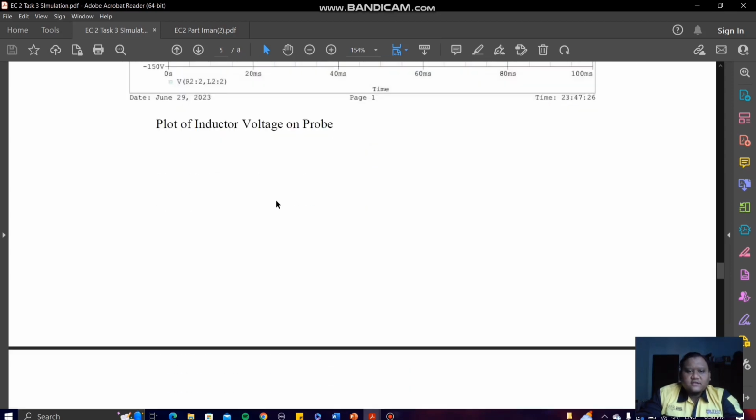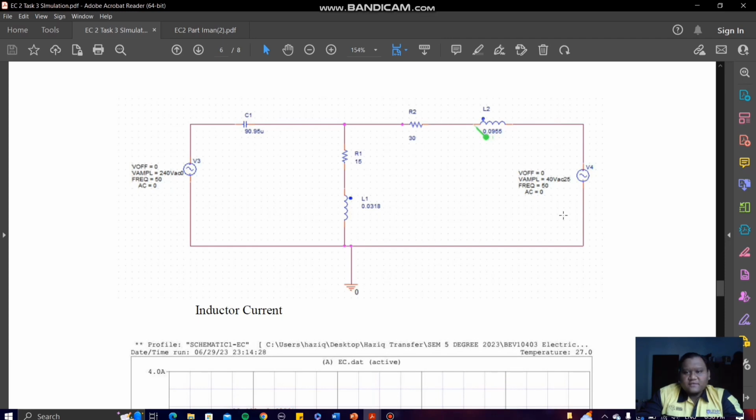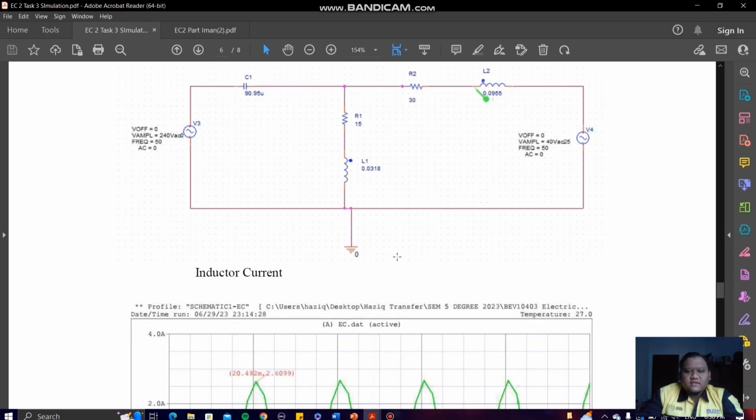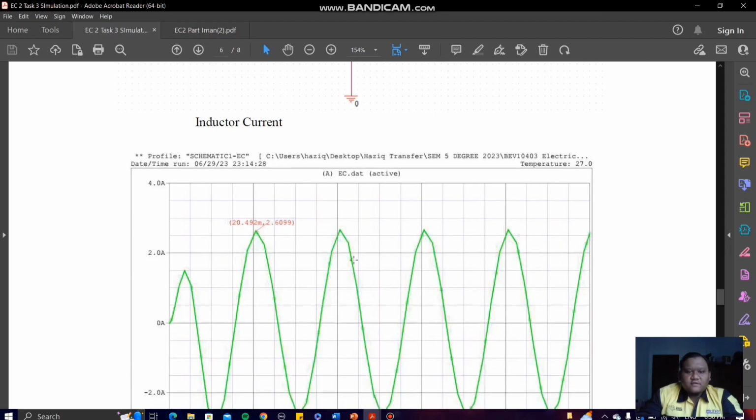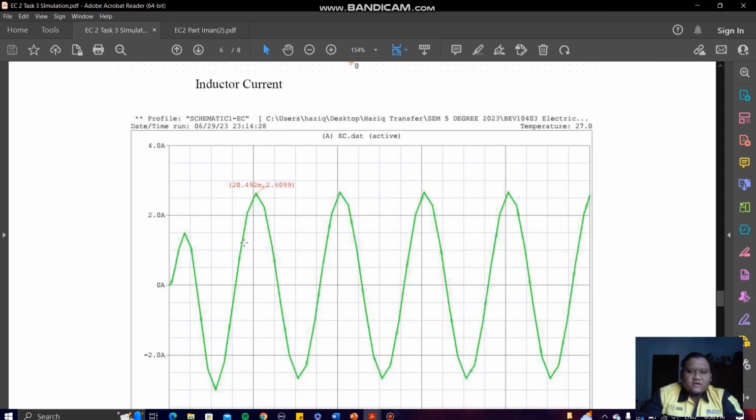Next, to find the inductor current, we put a current probe on the inductor, and after we run it, the waveform of the current is shown. We got the inductor current value of 2.6099 amperes at a time delay of 20.492 milliseconds. That's how to simulate and find the inductor current and voltage using PSpice.